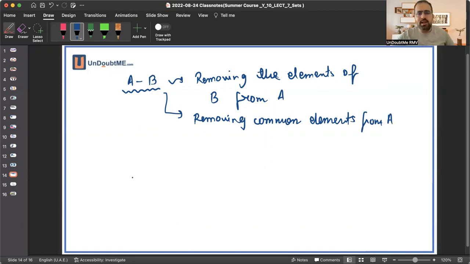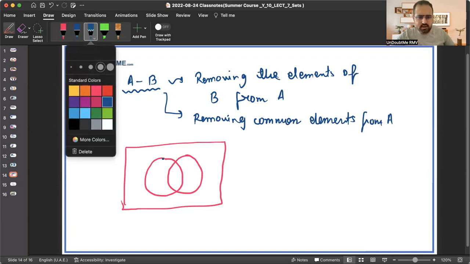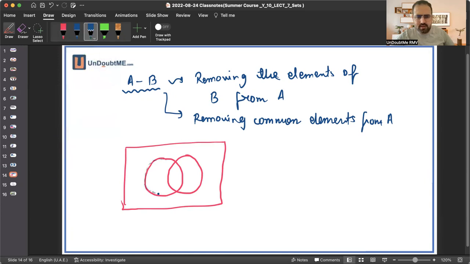Common element means we know that in a Venn diagram, whenever we make A and B like this, the middle part is common. So when I say A minus B, just focus on this portion. This is A.